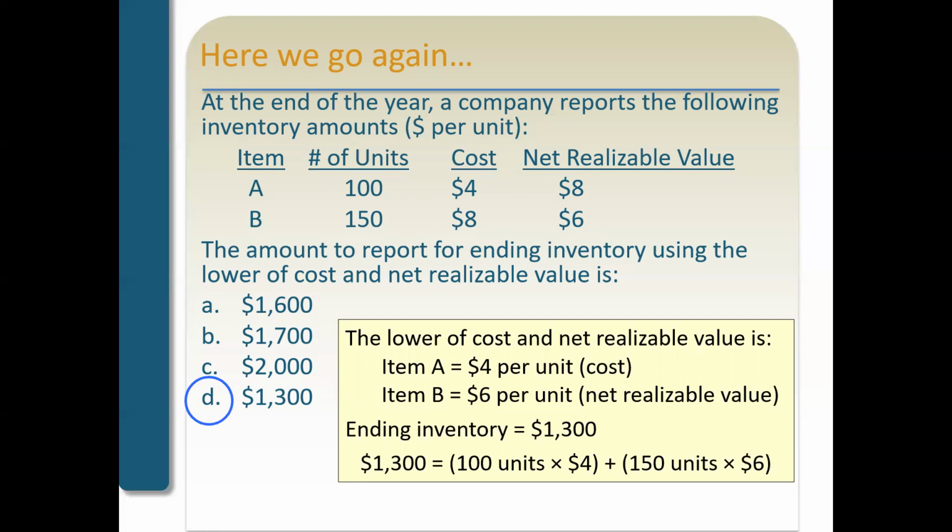Item B, 150 times 6, and then item A, what'd you say? 100 times 4. Why are you doing it that way? Remember, it's the lower of cost or net realizable value. It's asking us, what's our inventory? Well, it's going to be 100 times 4 and 150 times 6, because those are the lowest ones.